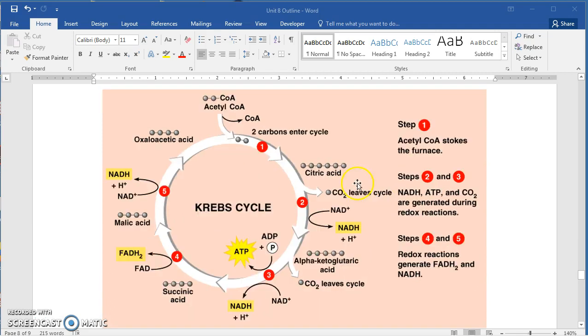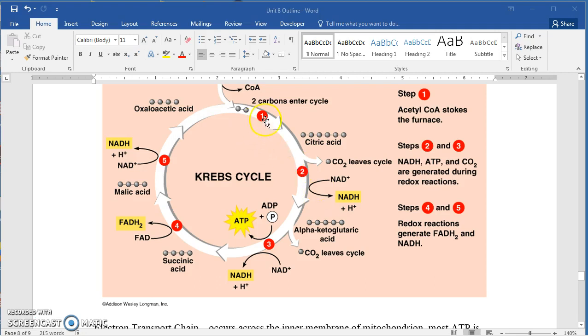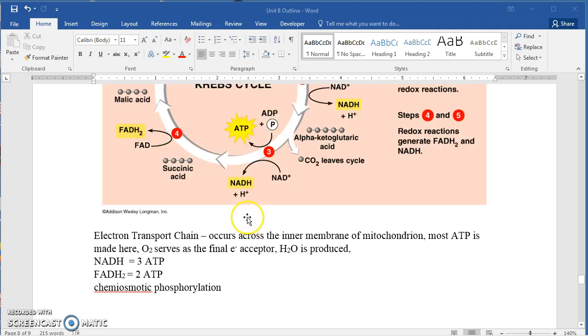Showing it a little bit longer, for every acetyl coenzyme A that goes in, it goes around and there are some intermediates. Here's the citric acid. There's alpha-ketoglutaric acid, there's a succinic acid, a malic acid, and oxaloacetic acid as intermediates, which are further oxidized and energy is released in the process. And you don't need to know those intermediates.